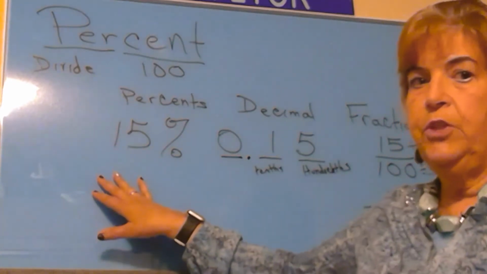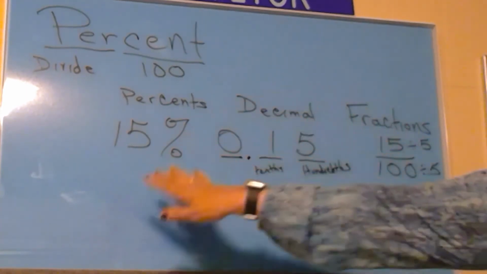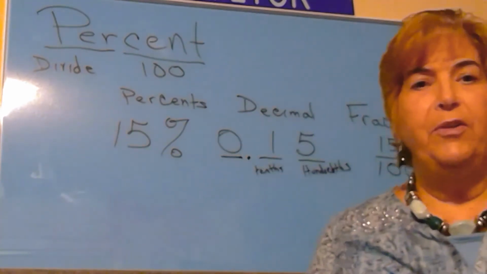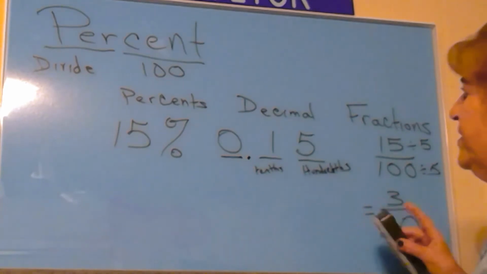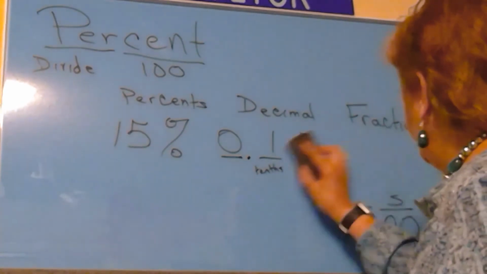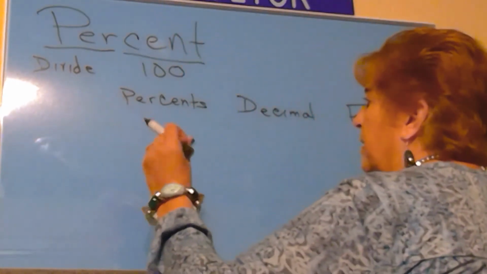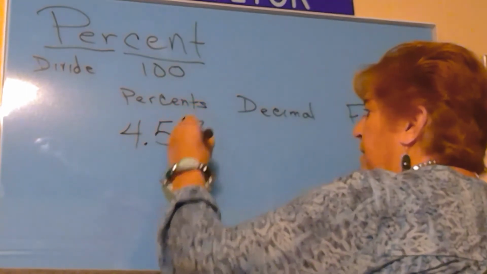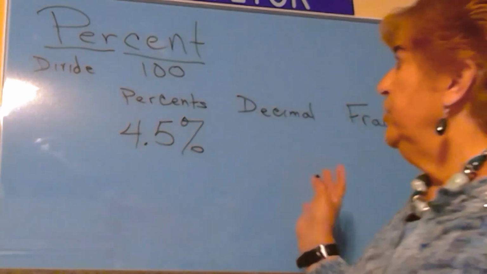So you should be able to change from percents to decimals to fractions, fractions to percents to decimals, and decimals to fractions to percents. Any way you're asked to do it, you need to be able to do that. You might not be given something as simple as 15%. You might see 4.5%. You're going to do the same things.